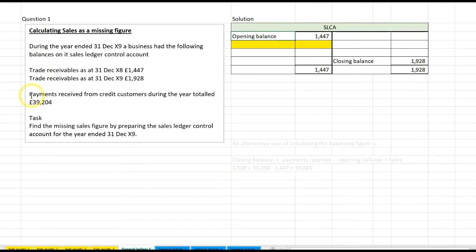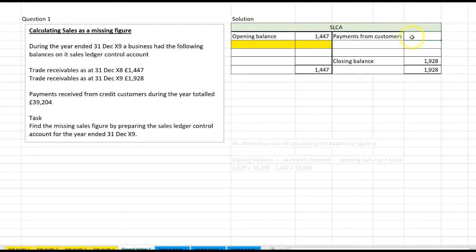We are also told that payments received from credit customers during the year totaled 39204. So payments from customers, actually that should say something like bank really, 39204. So that's the information I've been given, and I'm being asked to find the sales figure. Now we know the sales figure is going to be on the debit side, which is why I've highlighted it in yellow. So let's just put sales, and that's going to be our balancing figure.